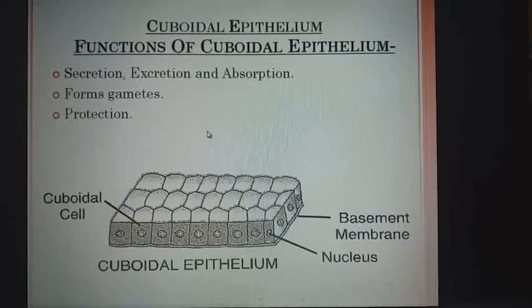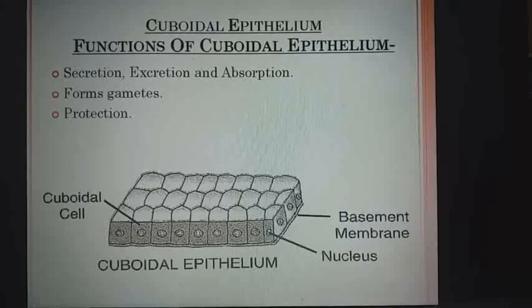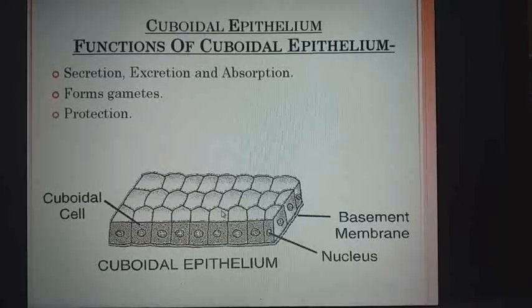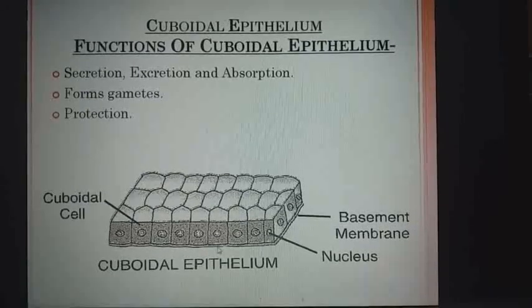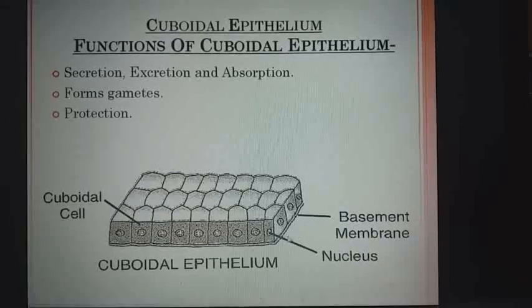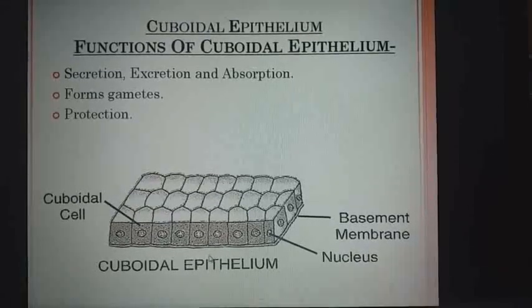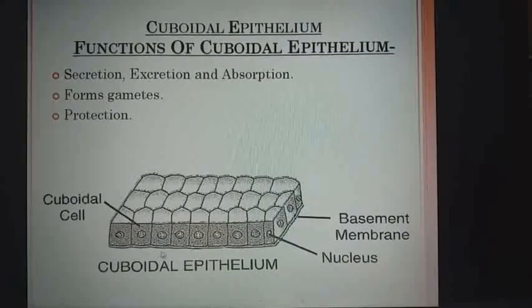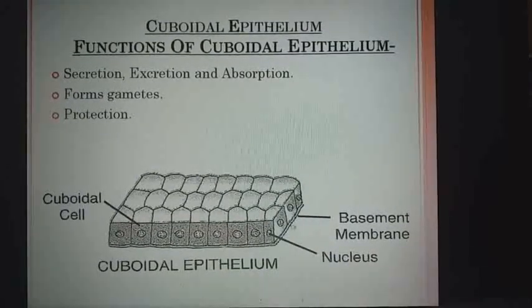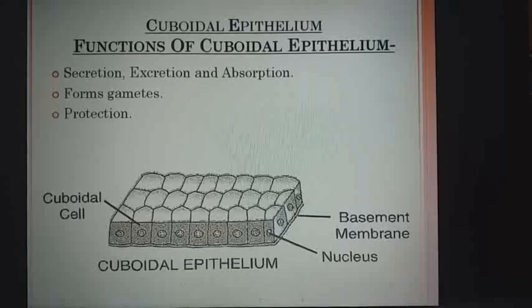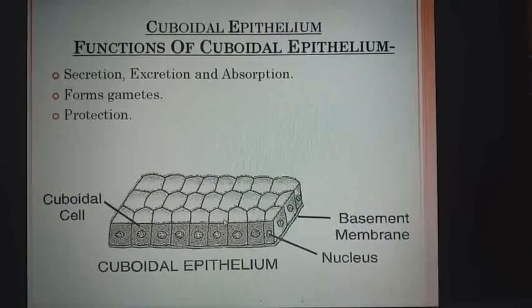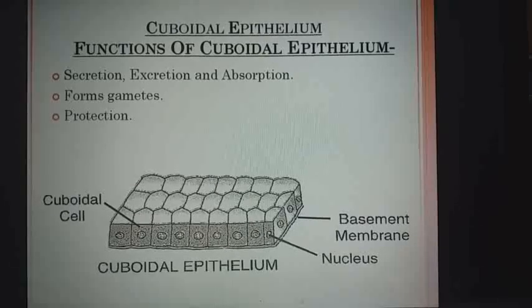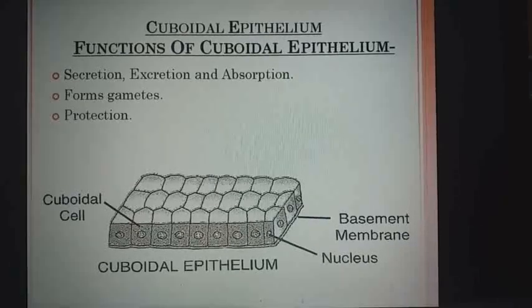Next is cuboidal epithelium. As the name suggests, the shape of the cell is cube-like. See here, the cube-like shape is there, and as I have already taught you, this epithelial tissue contains the basement membrane. Whatever the epithelial tissue is, it contains the basement membrane. So here is the basement membrane, the cube-like cell is there, and the nucleus is present. Now, function is secretion, excretion and absorption. It forms the gametes and protects the body.